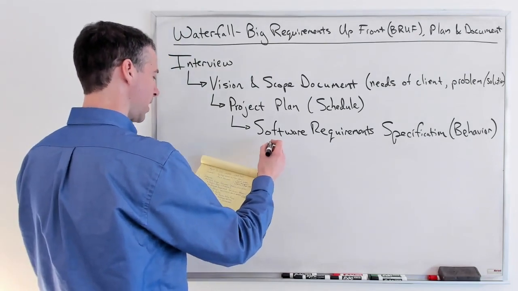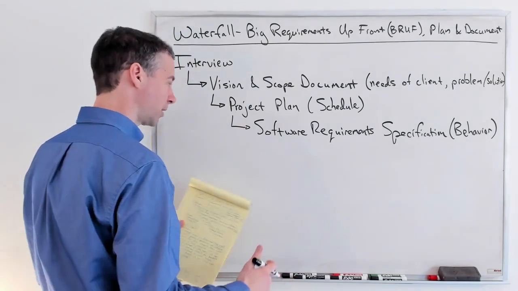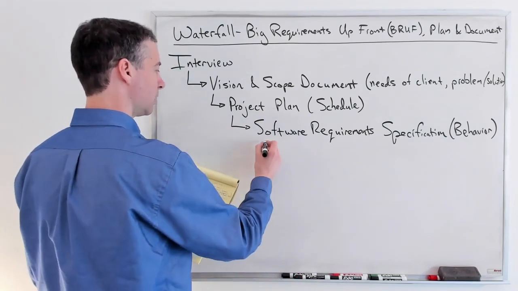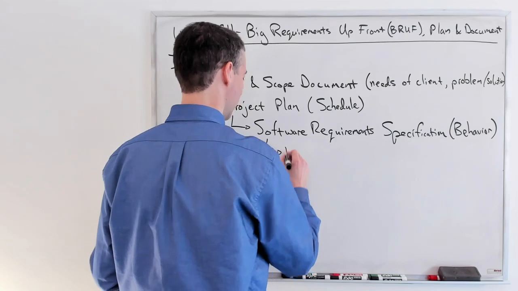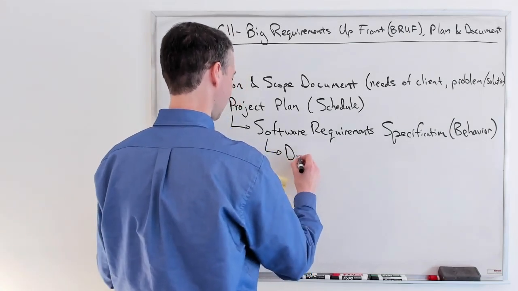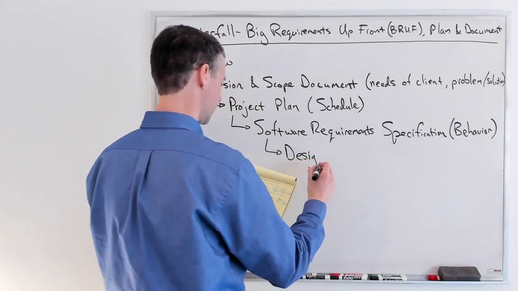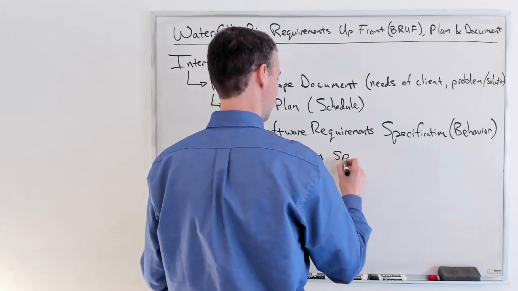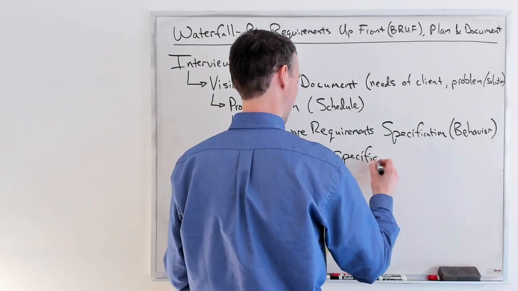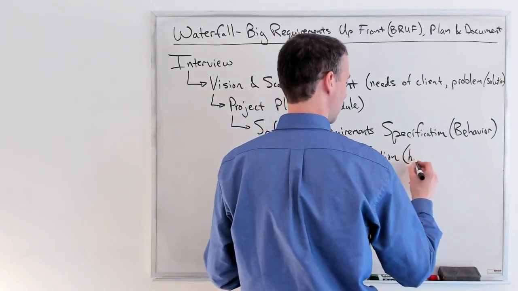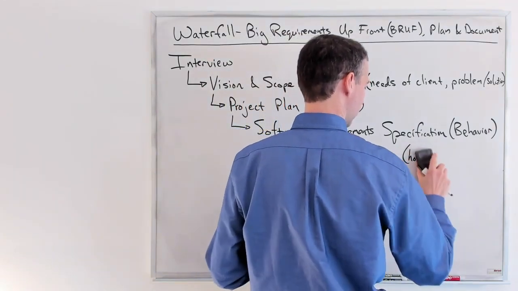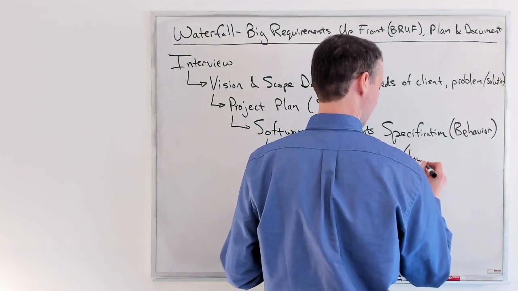So after you've gotten that done, you've written that big document, then you hand that document off to the developers, and they produce a design specification. And this is where they document how to implement the behavior.